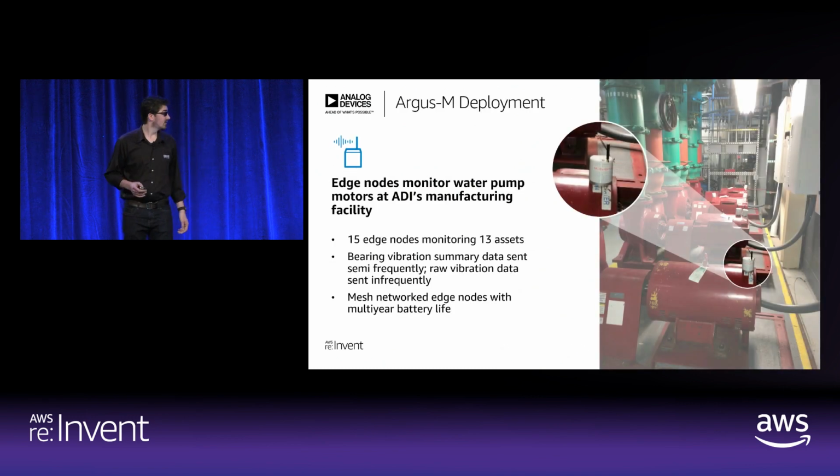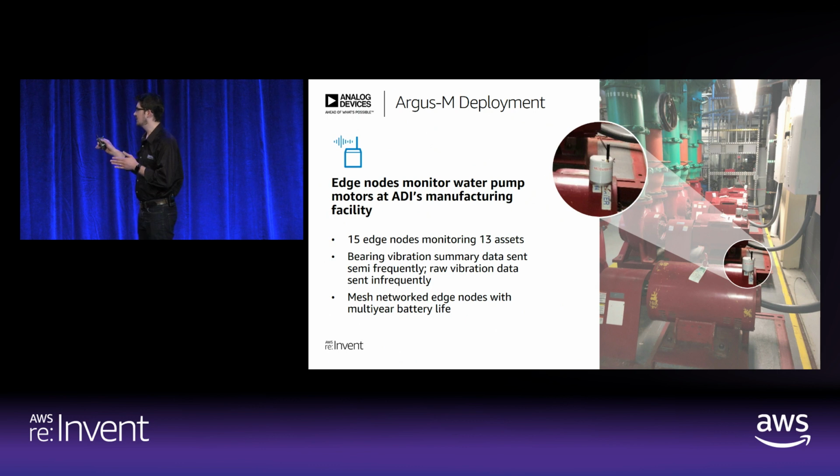And here we have a picture of one of our Argus M deployments. This is actually deployed at our own fabrication facility in Wilmington. In this picture, we have 15 edge nodes monitoring 13 assets, with those assets being large water pump motors. You can see the edge nodes installed over the bearing races on the back end of each of these pump motors, and they're collecting detailed vibration data. In normal operation, summary data of the device is sent every 6 hours, and then the complete raw detailed vibration data is sent once daily.